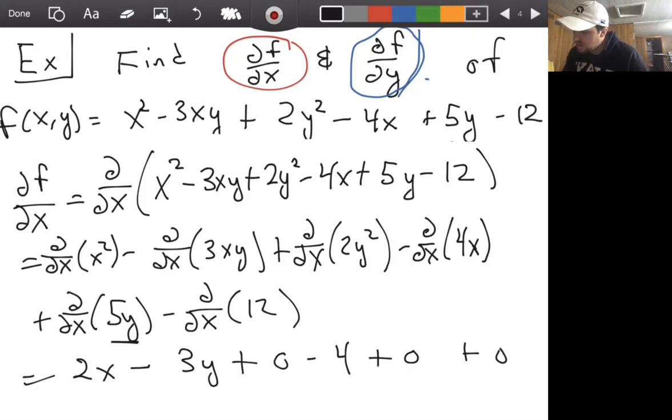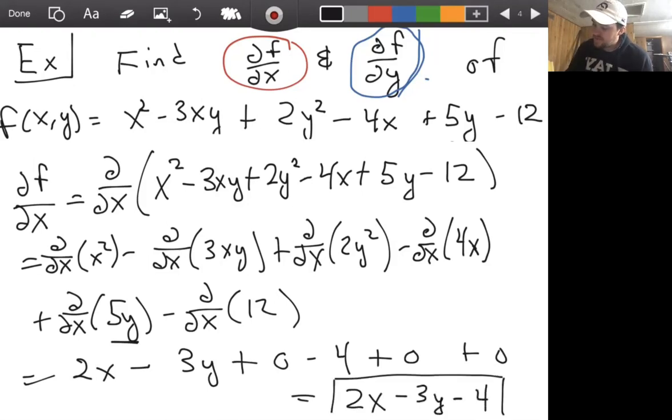So it looks like our partial derivative is 2x minus 3y minus 4. And if you click back in the video and check what we got from the limit definition, you'll notice that this agrees with what we calculated using the limit definition. And so we can take partial derivatives using this.